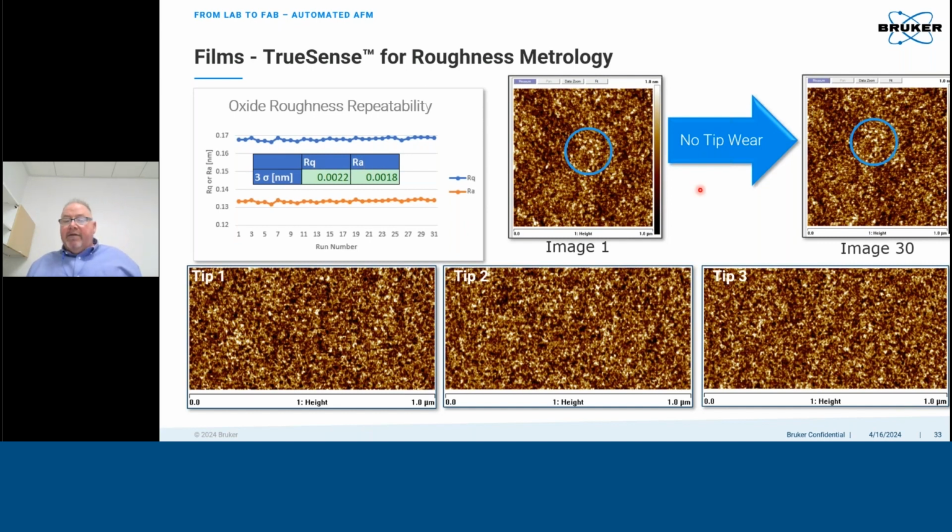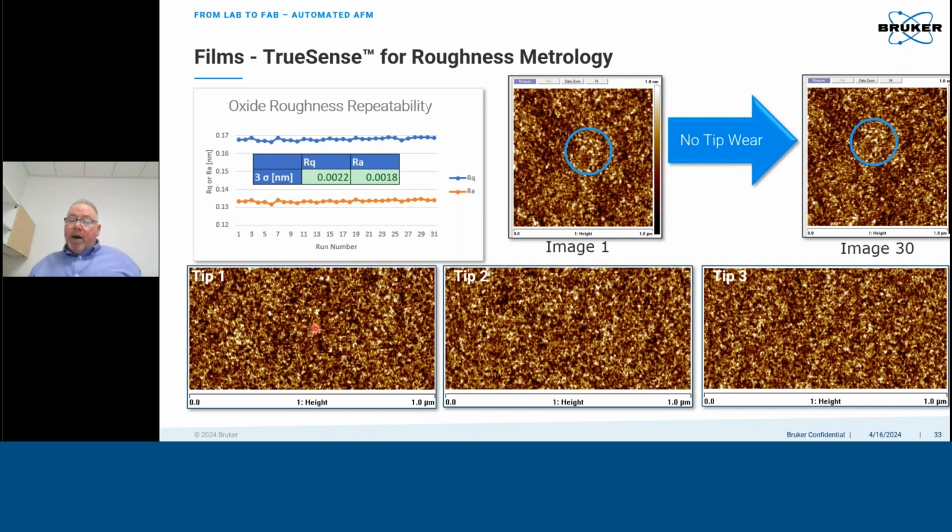Chip wear in any kind of application, especially for roughness, is very, very important. And we can see here over the course of 30 images, from image 1 to image 30, we have no chip wear. And this is really noticeable if you look at this little constellation here of grains. You can see there's no change in morphology of those grains over the 30 images.